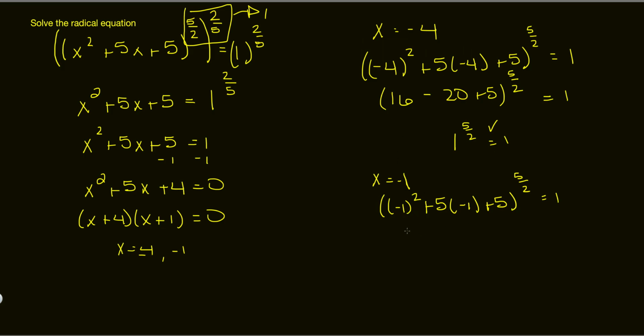All right, so here we get 1 minus 5 plus 5 to the 5 halves. 5 minus 5 is 0 plus 1, so that's 1 to the 5 halves equals 1. And this is true as well. So both of my solutions are true. So my solution for this problem is x equals negative 4 and x equals negative 1.